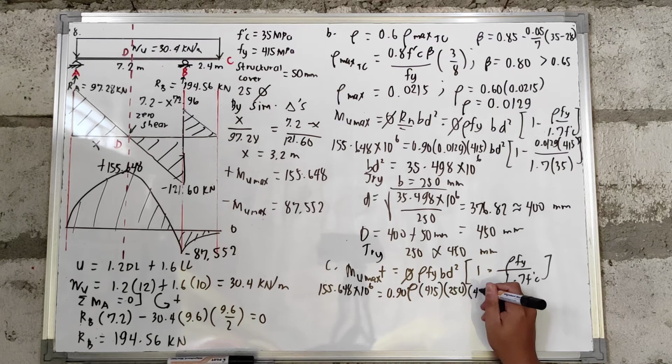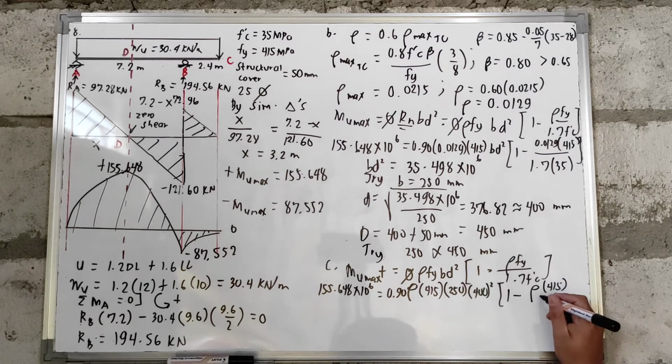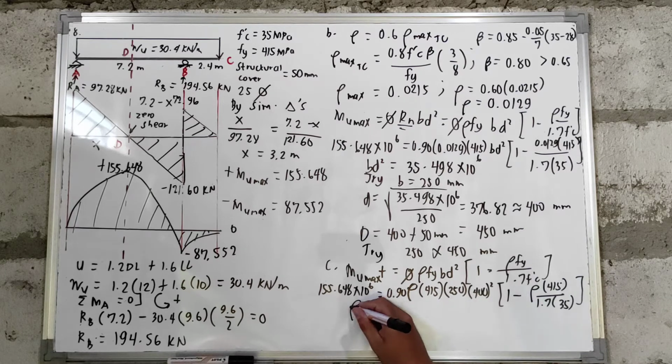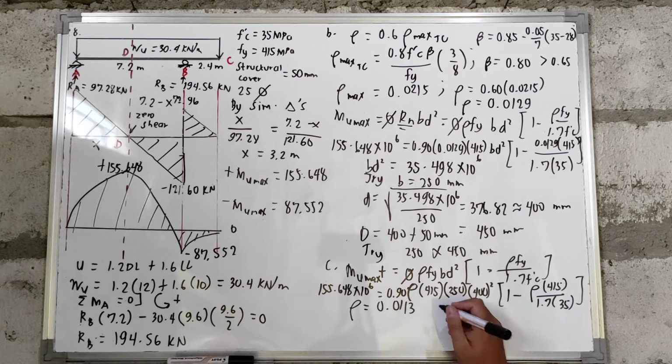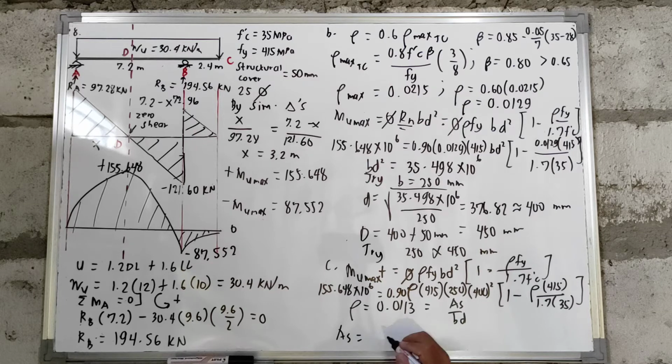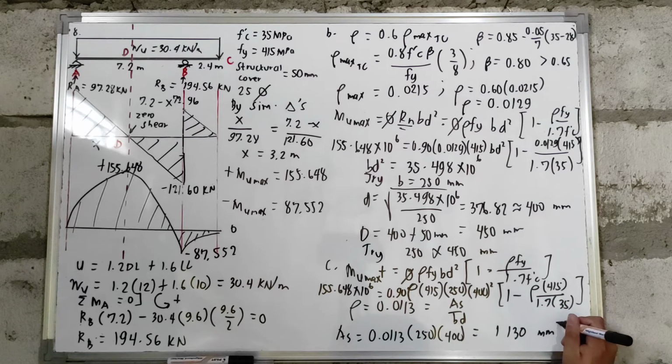The effective depth is 400 squared, multiplied by 1 minus rho, 415, over 1.7 of F prime C, which is 35 megapascal. So you will have a value of rho that we will use, which is equal to 0.0113, and rho is equal to As over bd. So we can now calculate the value of As, which is equal to rho, 0.0113, multiplied by b, 250, multiplied by the effective depth of 400. So you will have the area of your steel reinforcement, which is equal to 1,130 mm squared.